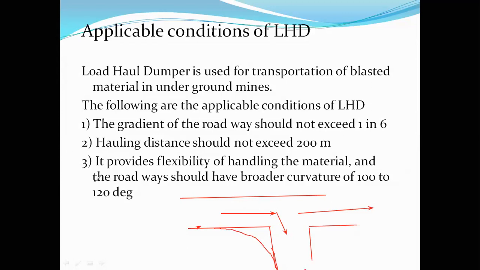What happens here is that it contains two independent components. One is the front one, and the second one is the rear one. So it provides flexibility of handling the material, and the roadway should be of broader curvature. How much curvature? 100 to 120 degrees. If it is a broader curvature, then it can make a turn easily, and loading and unloading operations can be carried out very easily.